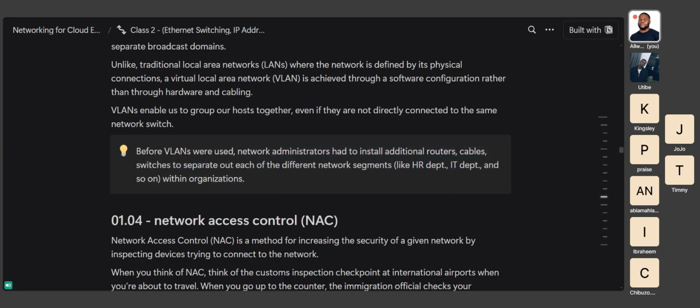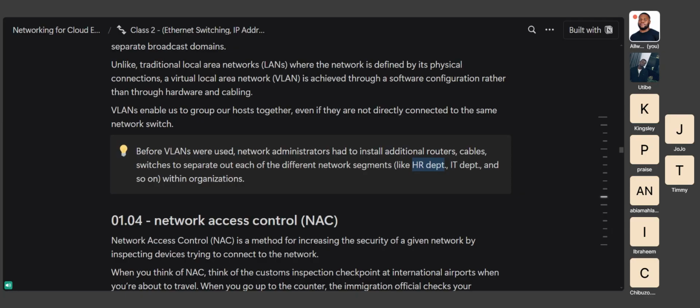Say for instance, in a particular company, the company wanted to have an HR department network and an IT department network and so on and so forth. Back in the day, network administrators or technicians would have to install physical devices like switches, routers, cables, all those things to make that work and to make that happen.